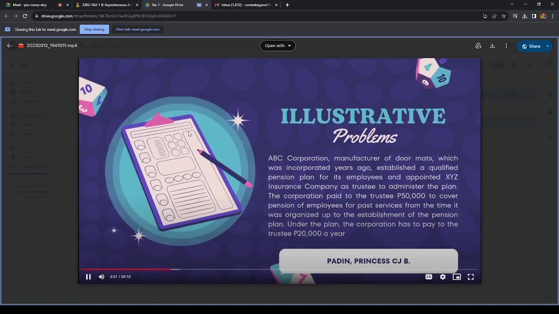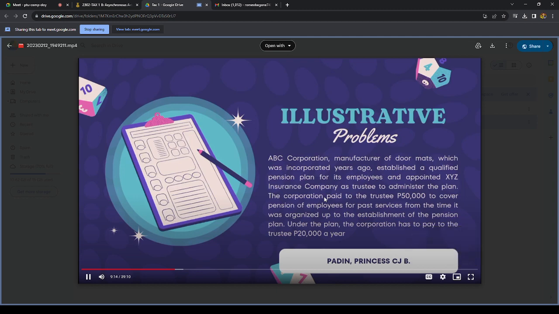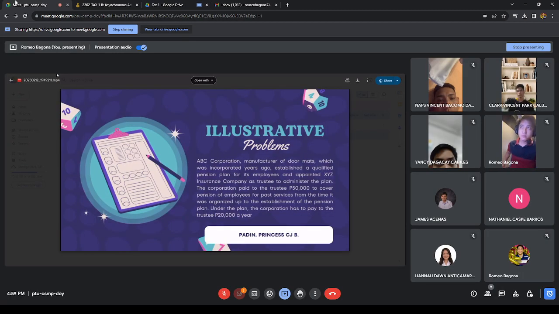So to give an example, ABC Corporation, manufacturer of doormats, which was incorporated years ago, established a qualified pension plan for its employees and appointed XYZ Insurance Company as trustee to administer the plan. The corporation paid to the trustee 50,000 pesos to cover pension of employees for past services from the time it was organized up to the establishment of the pension plan. Under the plan, the corporation has to pay to the trustee 20,000 pesos a year.